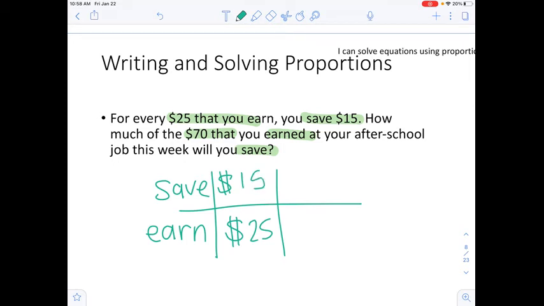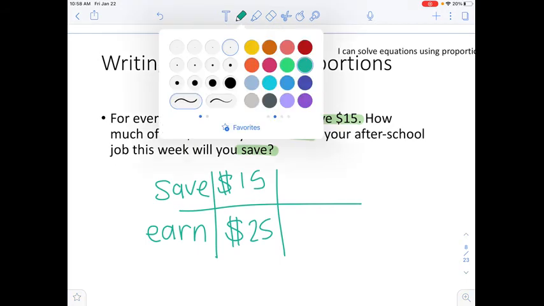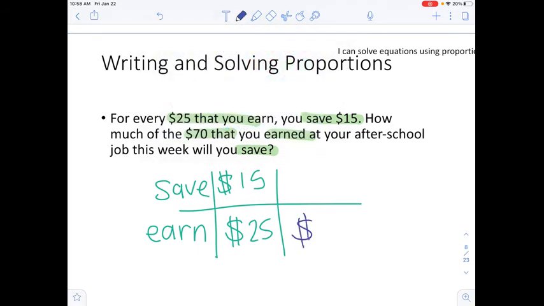Okay, and then the second part says that we earned 70. How much are we going to save? So I earned 70. I'm going to figure out X, how much I'm going to save, making sure that I don't switch those around. That's why it's good to add labels and good to have this table where we have save and earn so that we don't get our numbers mixed up.